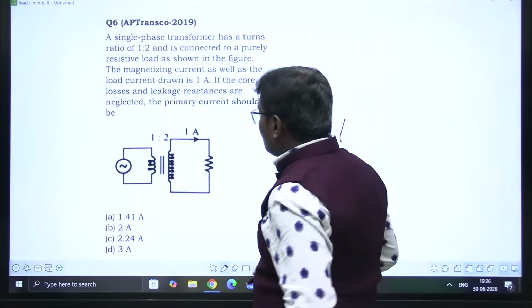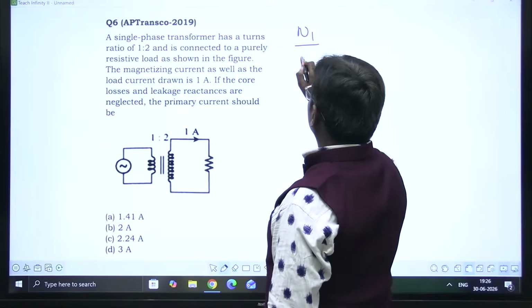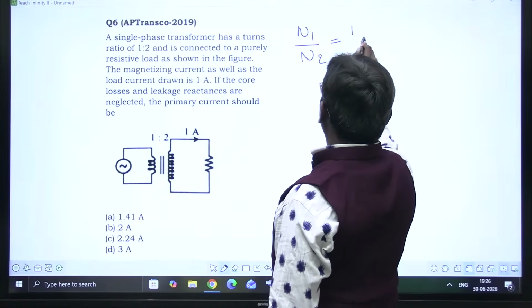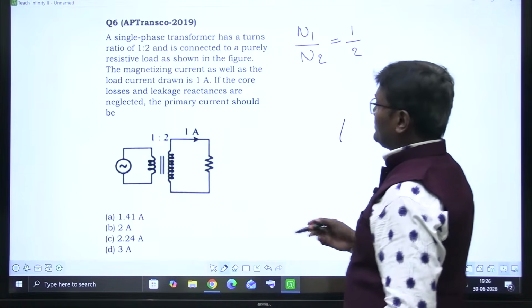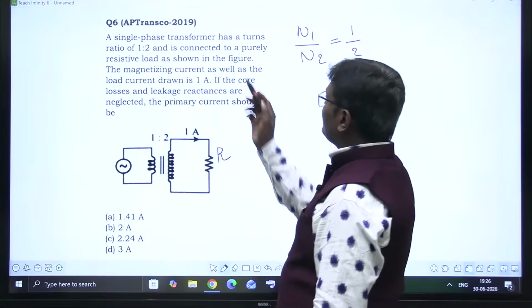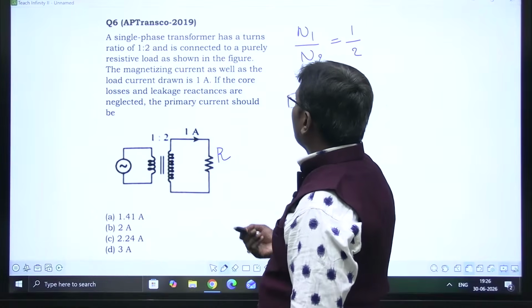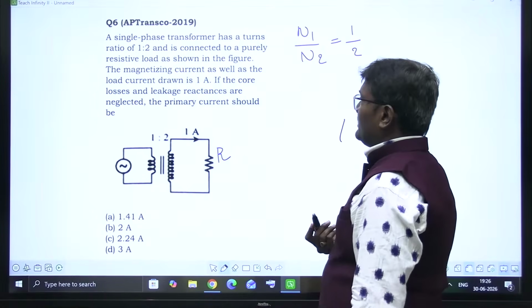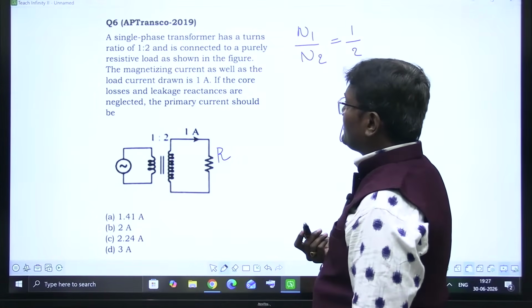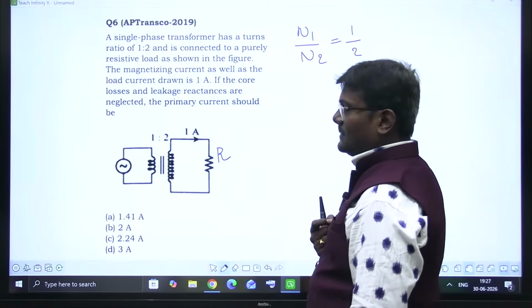Okay. So a single phase transformer has turns ratio N1 by N2 equal to 1 by 2, and it is connected to a pure resistor. The magnetizing current as well as the load current drawn is 1 ampere. If the core losses and leakage reactances are neglected, the primary current is asked.